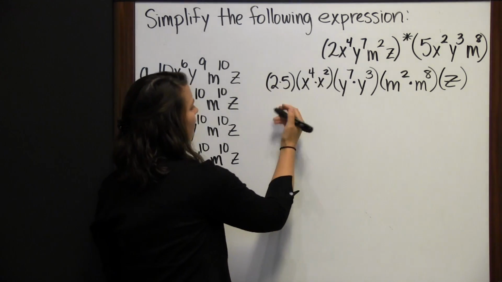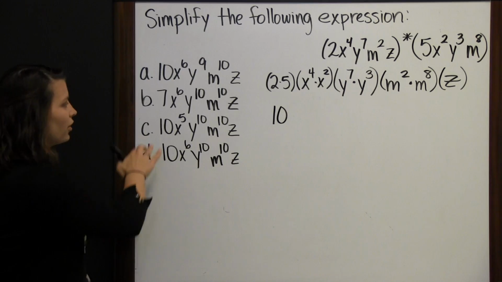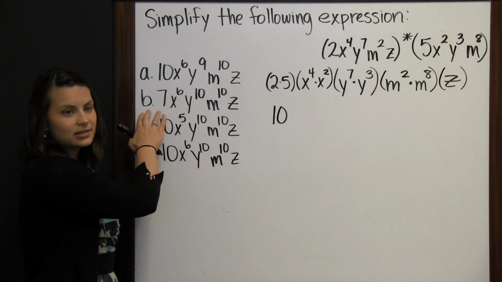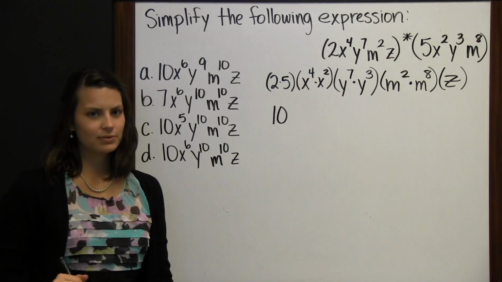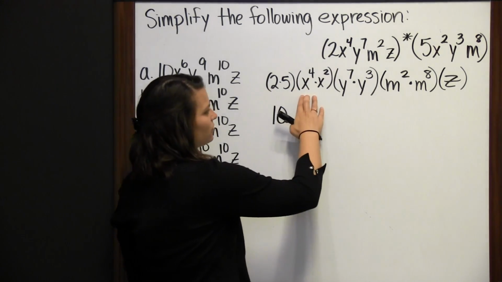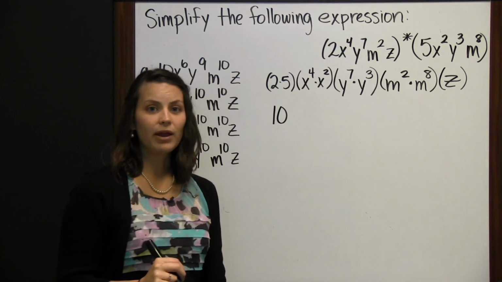So 2 times 5 is 10. And so right now, you could already eliminate answer choice B, because we're multiplying. We're not adding 2 and 5 together. We're multiplying. And then we get to our x's, x to the 4th times x squared.